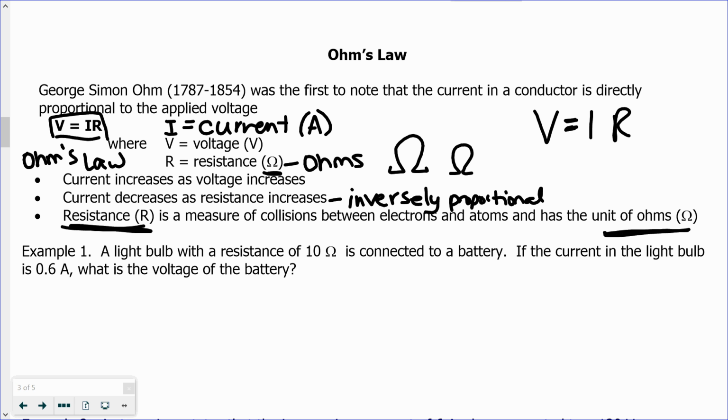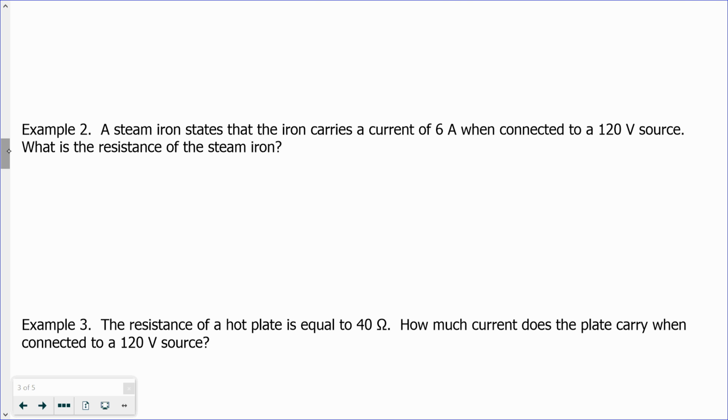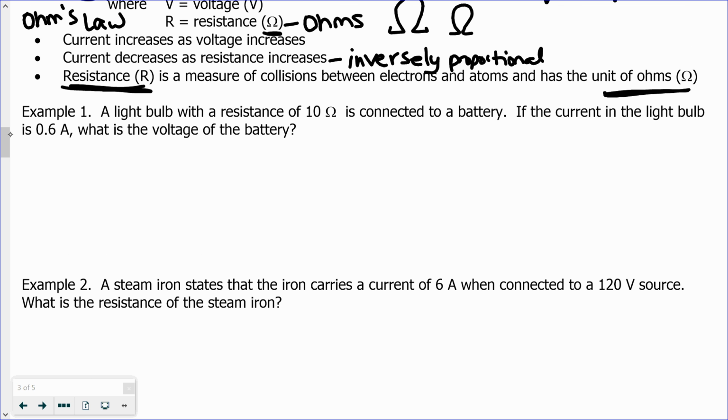So a light bulb with a resistance of 10 ohms is connected to a battery. If the current in the light bulb is 0.6 amps, what is the voltage of the battery? So just like usual, I always write out the pieces of information that I have. And again, don't forget that your data booklet has the formula, and it also has each of the variables defined there and what units you use. So if I couldn't figure out what that actually is, you could look in your data booklet and it tells you that that is a resistance.